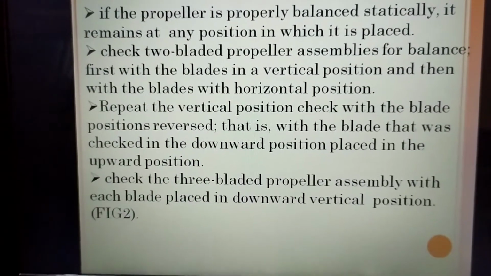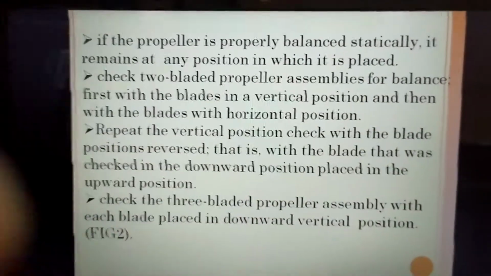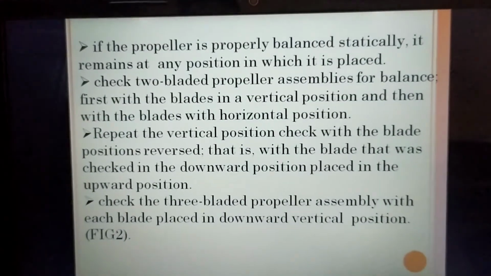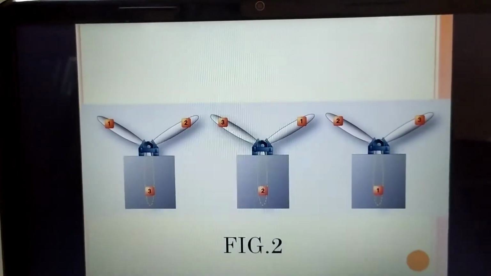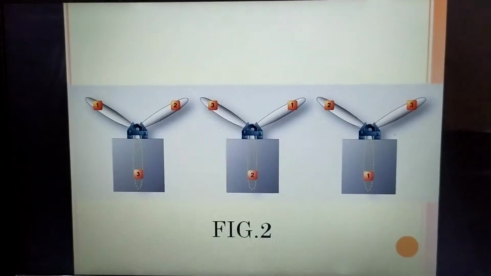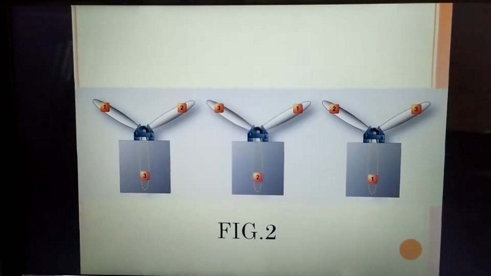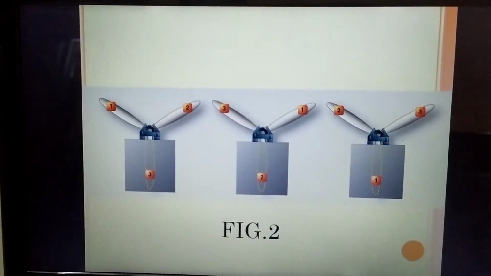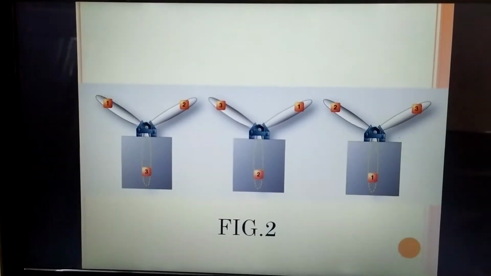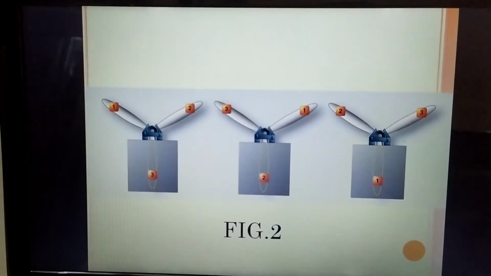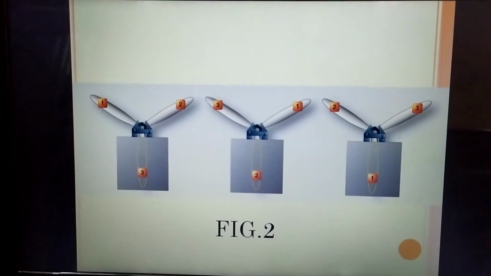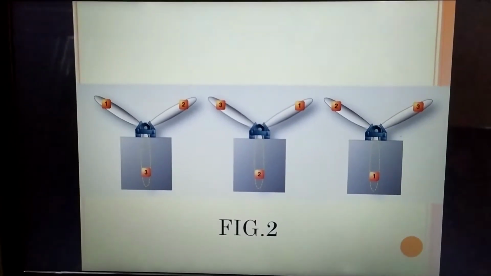Check the three-blade propeller assembly with each blade placed in the downward vertical position. This is the three-blade position check. As we can see, the numbers 1, 2, 3 are written. First the first blade will be in the downward direction, then the second blade will be in the downward direction, and so on.